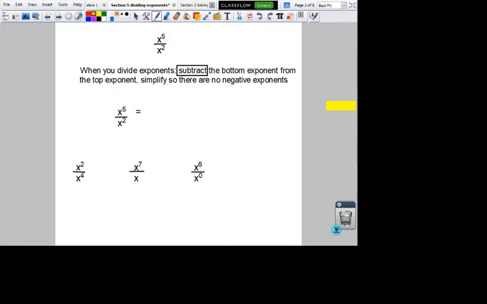So I have x to the 5 over x squared. That is really going to be x to the 5 minus 2. When we have a division sign, we subtract our exponents, which is really x to the 3.